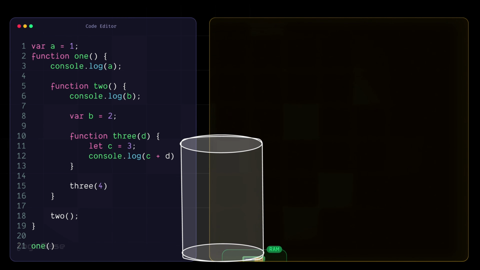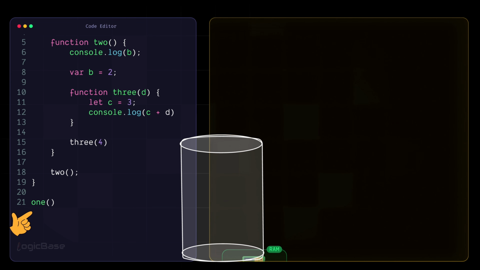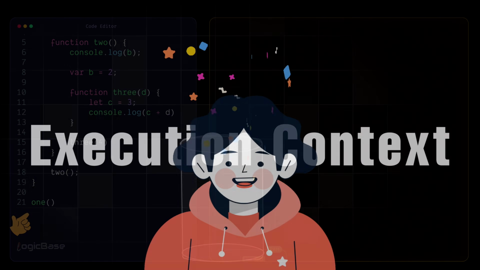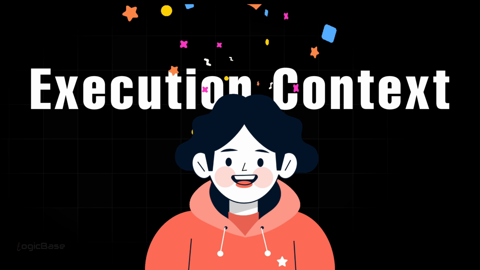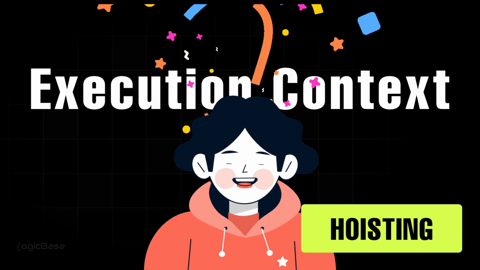However, if there had been more code to run in the global scope, for example, another function called write after one, then the global execution context wouldn't have been removed yet. Instead, it would have continued executing the next function just like before. I hope by now you have no doubts left about execution context. While learning about it, we also discovered how hoisting actually works, didn't we?